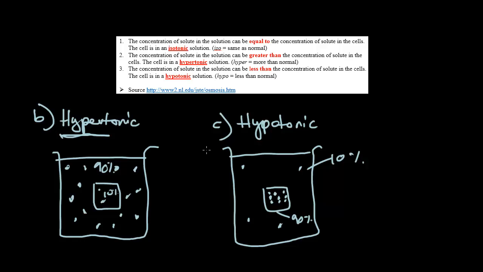Now you can tell that's hypotonic because it's less than normal. The concentration of solute in the solution can be less than the concentration of solute in cells. So the concentration on the outside is less than the cell. It's abnormal because it's less than the cell, whereas in hypertonic, it's more than the cell. That's all you need to know. I'm being dead serious, that's all you need to know.